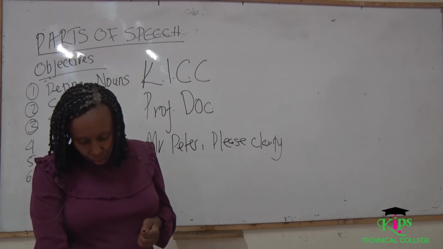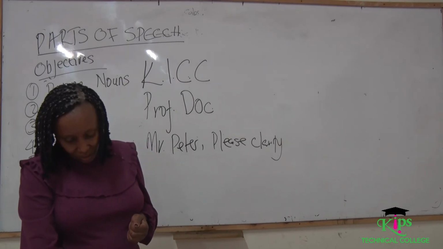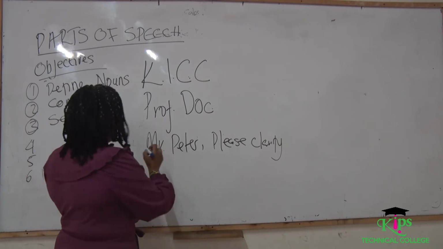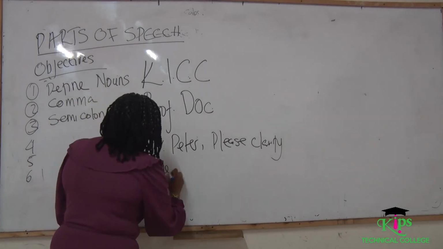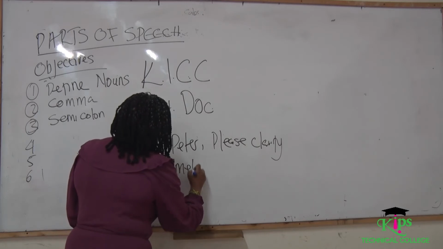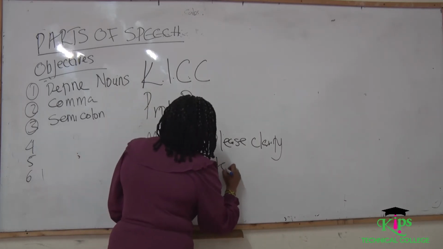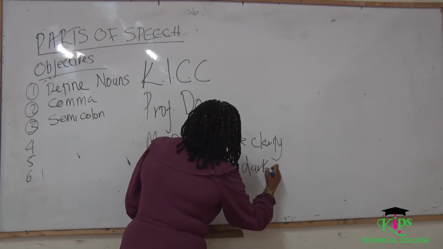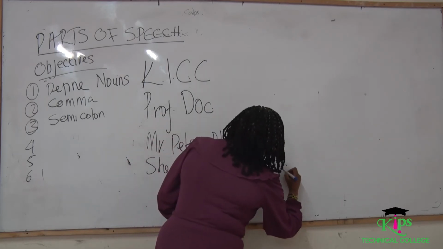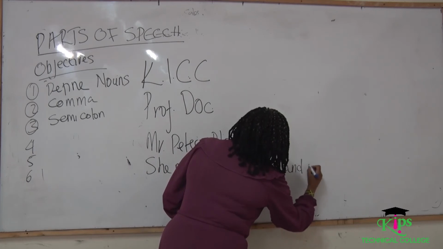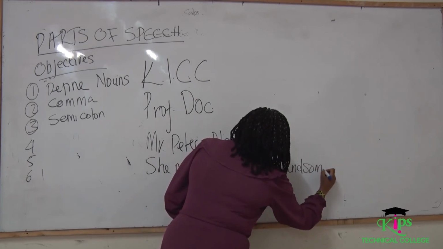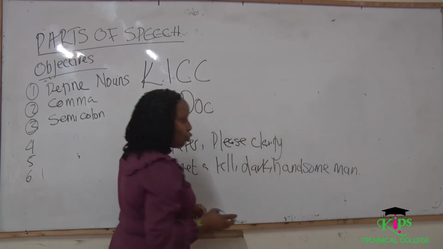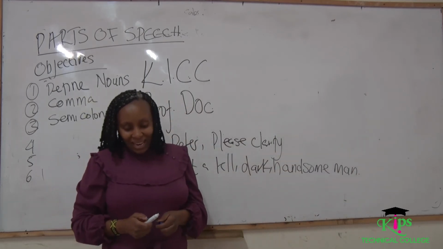Also, it is used for a series of adjectives. So where you say, she met a tall, dark, handsome man, that comma is used to separate the adjectives.